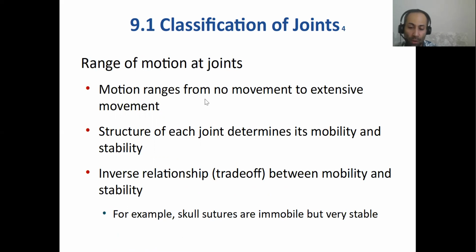Next is range of motion at joints, or ROM. And this is something that you would often assess in your work as a nurse or a doctor. People come with problems of arthritis or even trauma or injuries. You'll see what is the range of motion of different joints, okay? And so that's what we are looking at here.